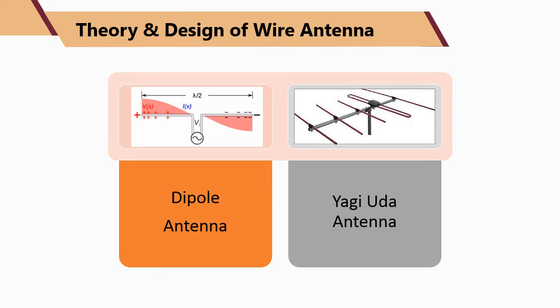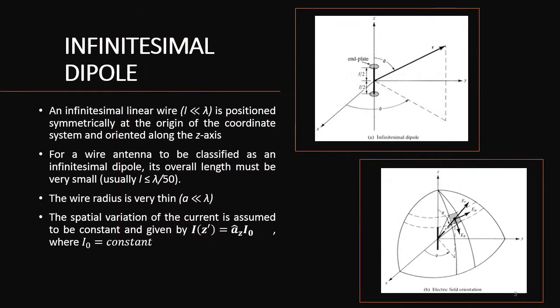Today we are going to step through the design process of an antenna. To begin with, we are going to look at the simplest antenna designs, which are the dipole antenna and also the Yagi-Uda antenna. Okay, let's start with the simplest, oldest and cheapest wire antenna design, which is also known as the infinitesimal dipole.